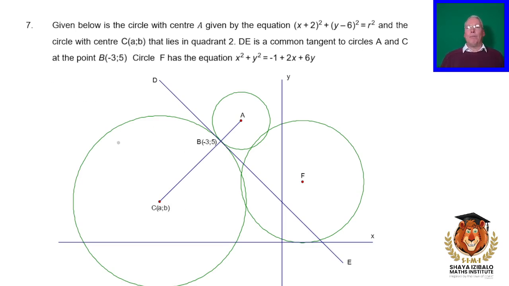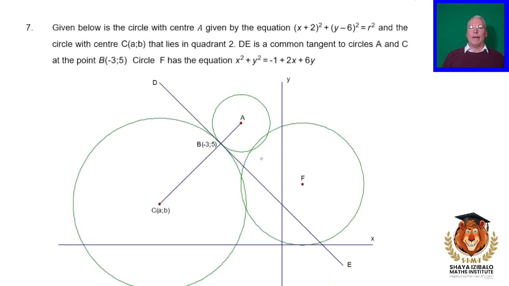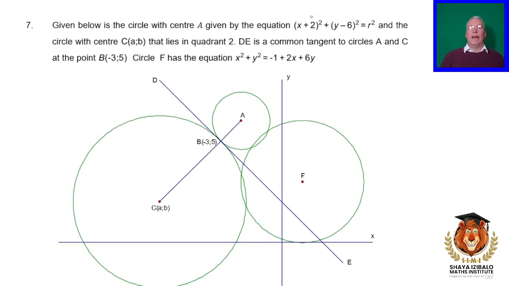The first part of the question just asks us to write down the coordinates of A. Now that's fairly obvious because A is in standard form, so the center of A is -2, +6. Remember that the center coordinates are the things that make these two brackets 0. So -2, 6. All right, that's fairly straightforward.